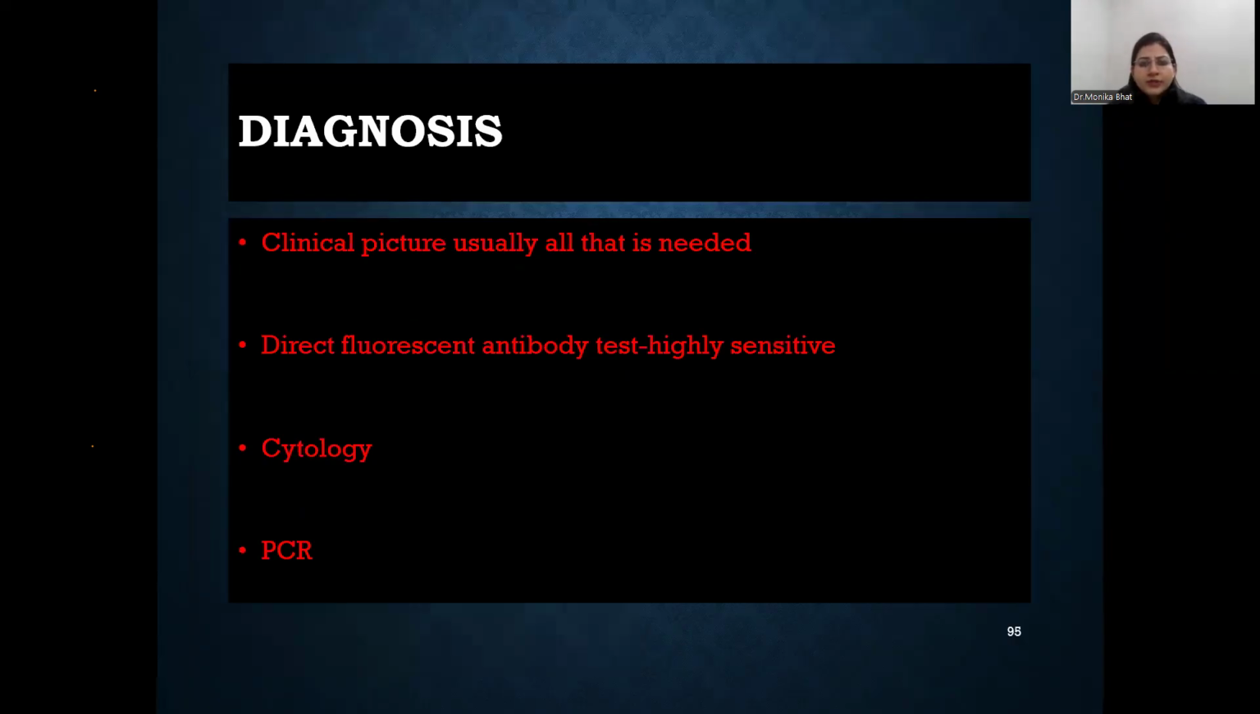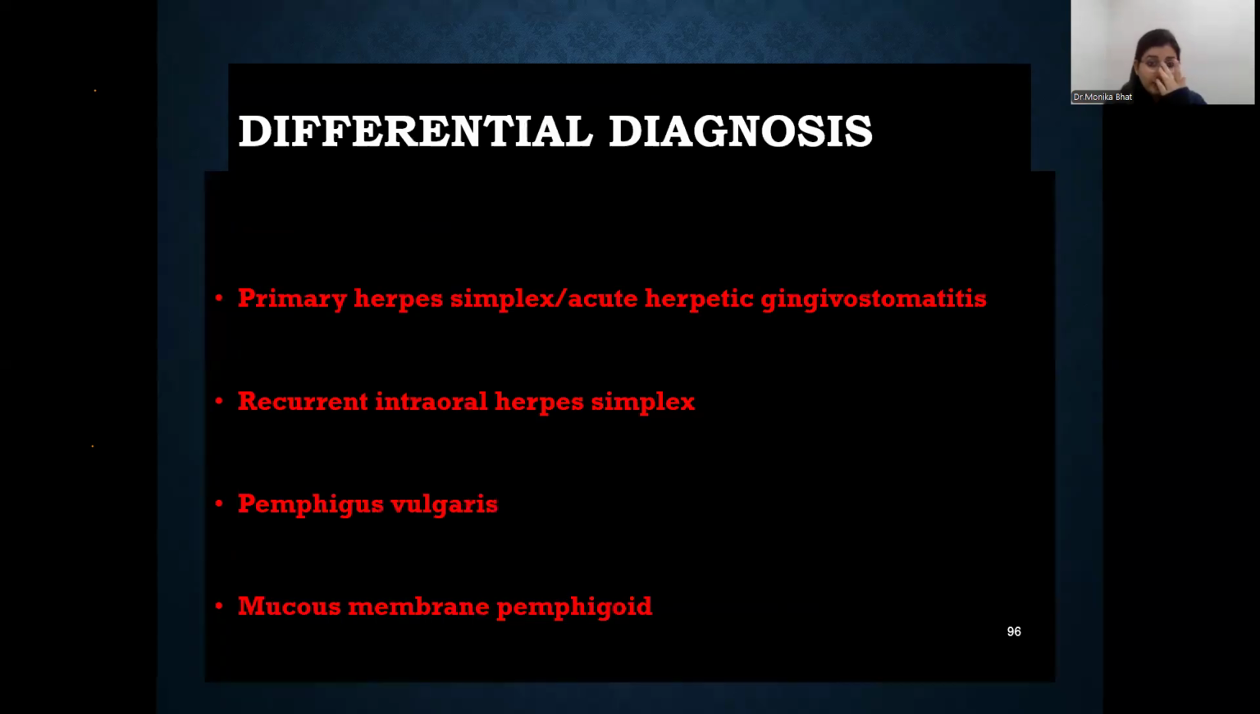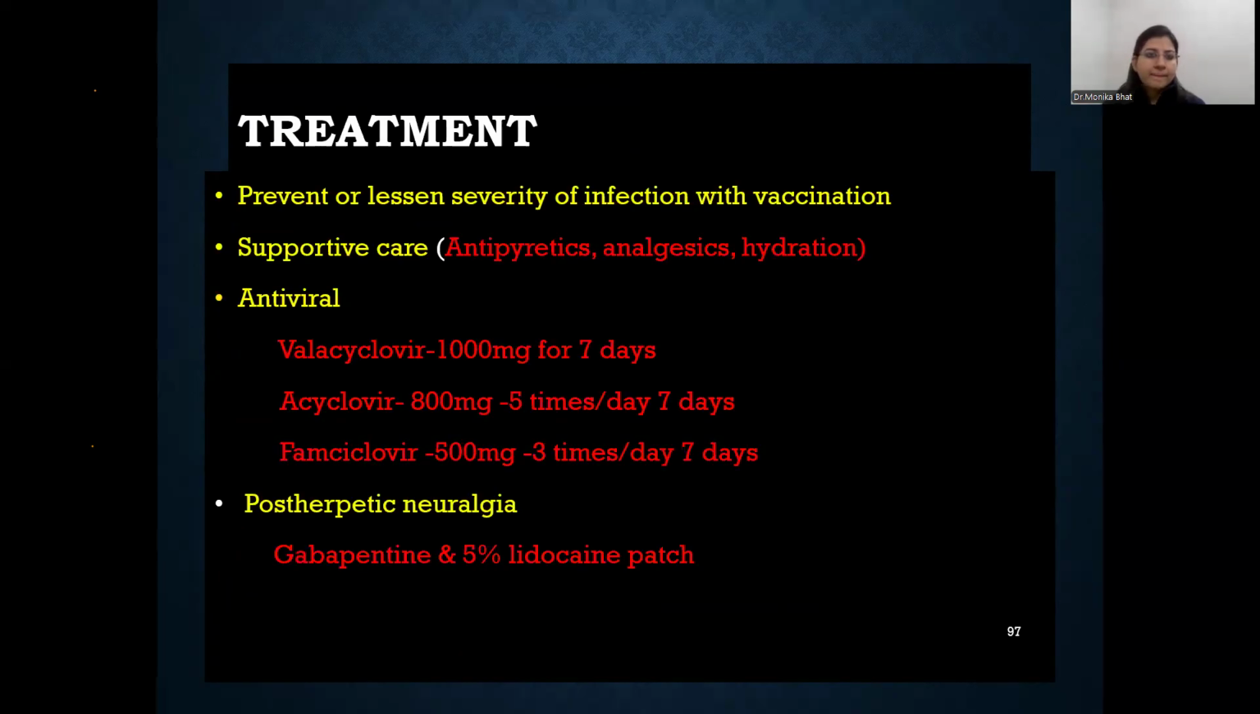Diagnosis: the clinical picture is usually all we need in this kind of patient, because there will be pigmentation, scarring, ulcers, and pain on the involved branches of the trigeminal nerve. So the clinical picture is enough for the diagnosis, or we can go for a definitive diagnosis with the direct fluorescence antibody test, which is highly sensitive. Then the differential: herpetic gingivitis, pemphigus vulgaris, mucous membrane pemphigoid. The line of treatment will be supportive care, and preventing or lessening the severity of the infection with vaccination.